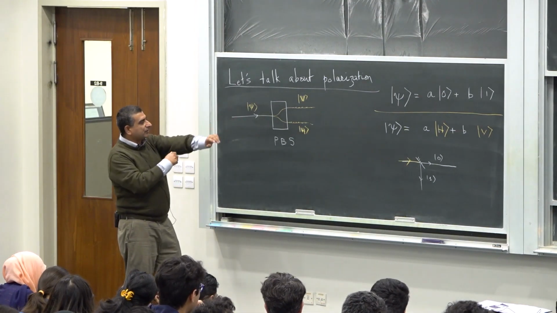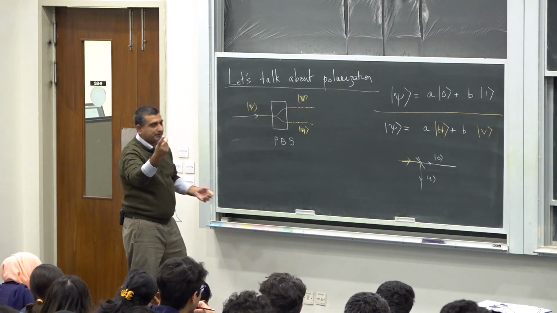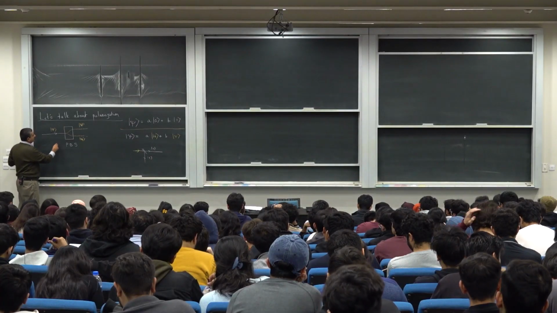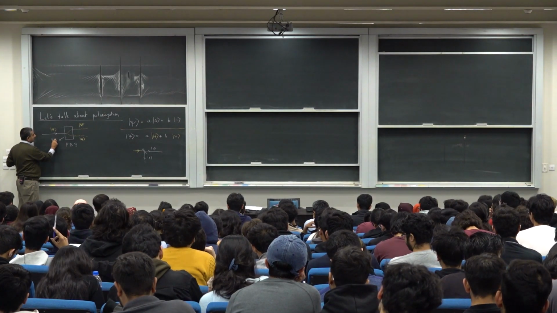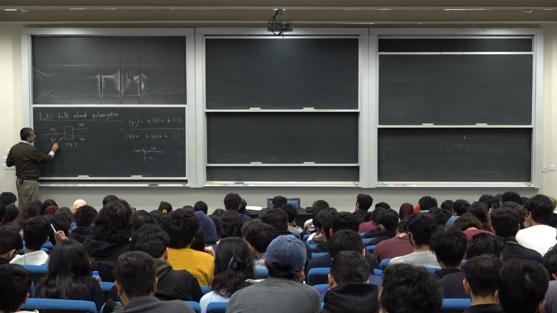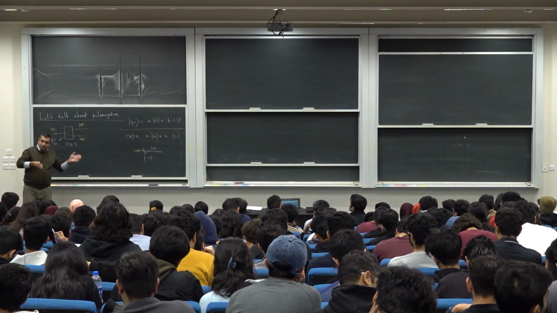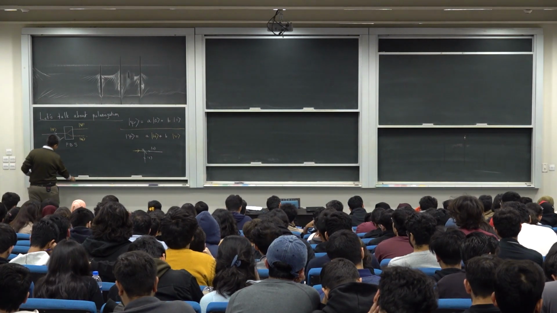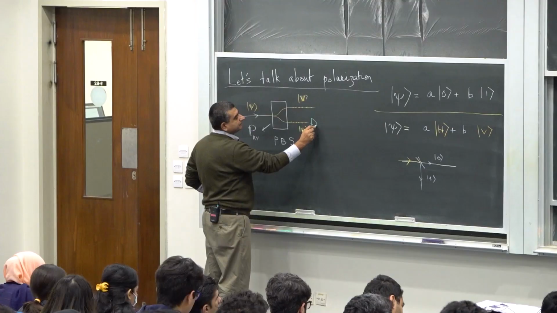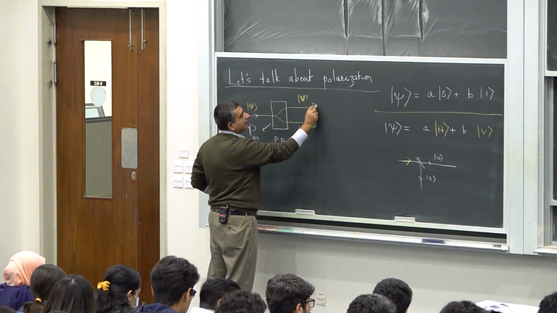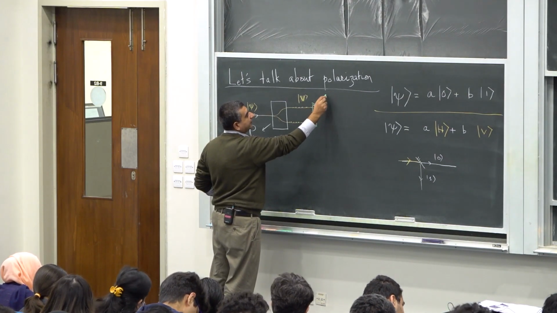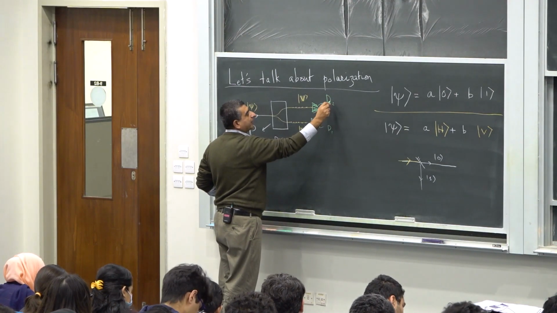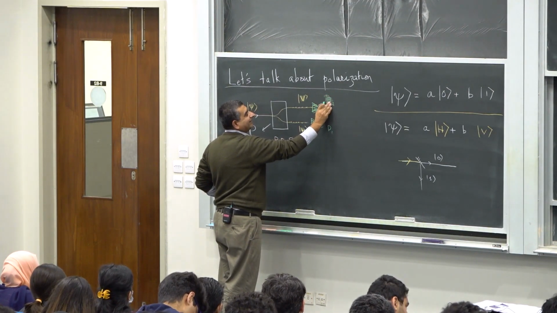Now this is our quantum state. Now let's look at certain examples. Let's call this polarization beam splitter P, and let's put in an H V. So it has two output channels, one corresponds to ket H, the other corresponds to ket V. And we can place detectors over here. Let's call them D1 and D2.